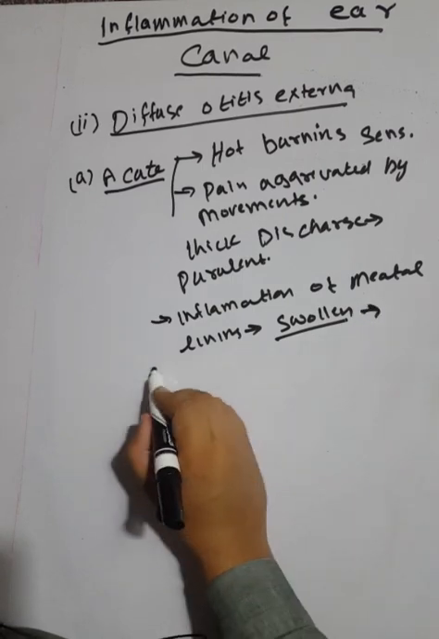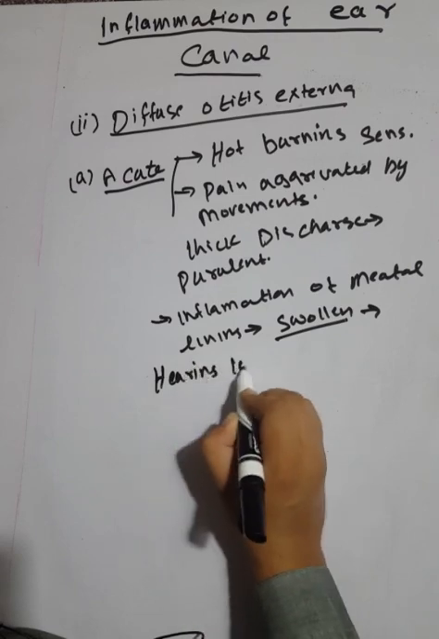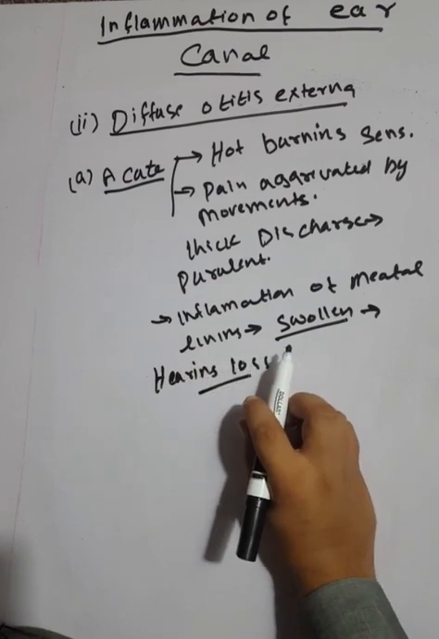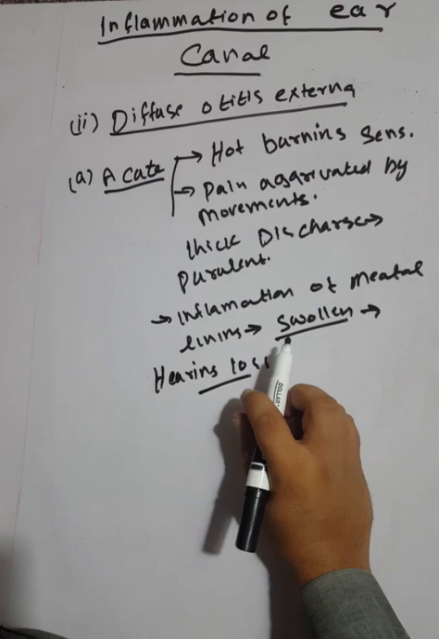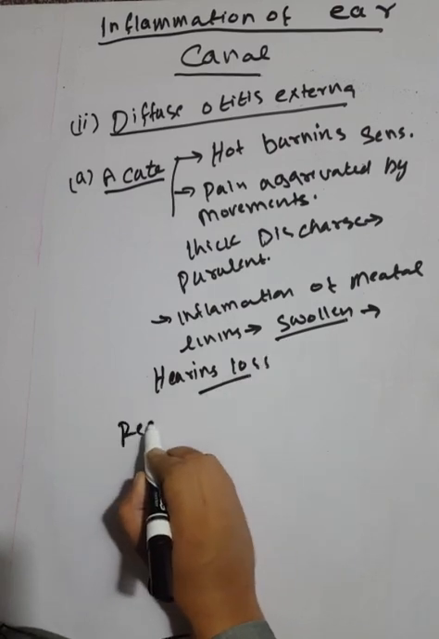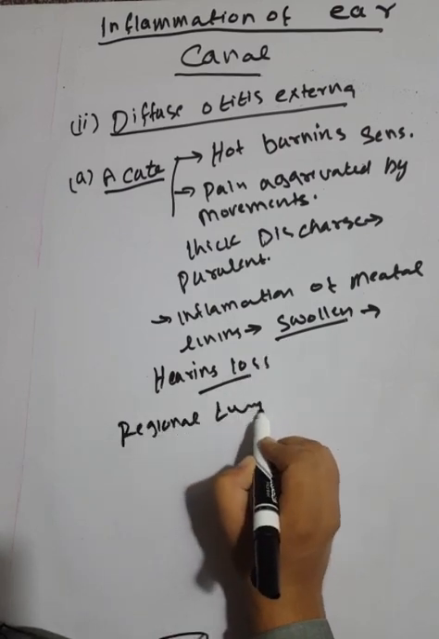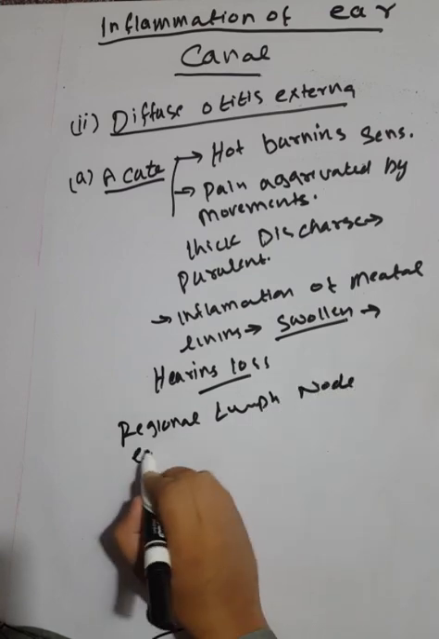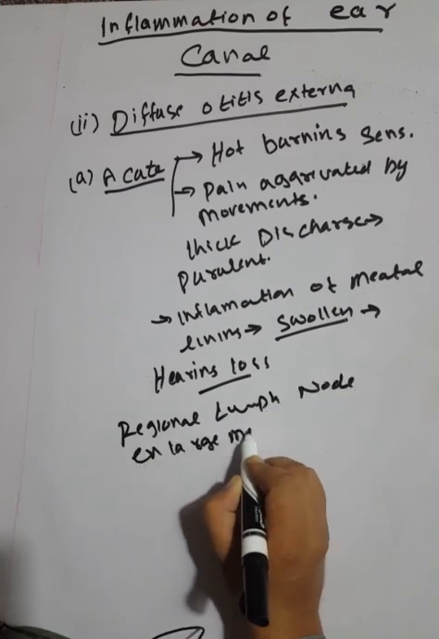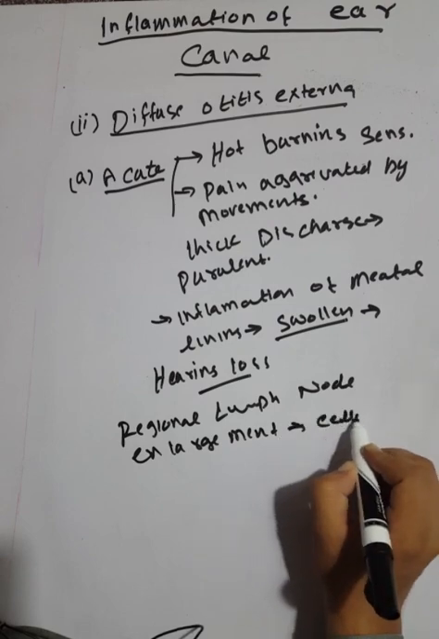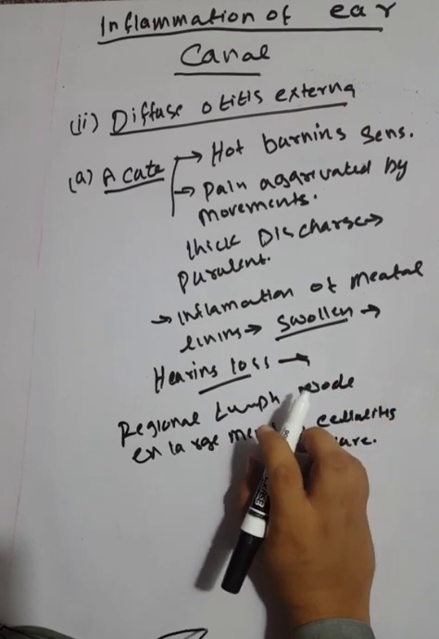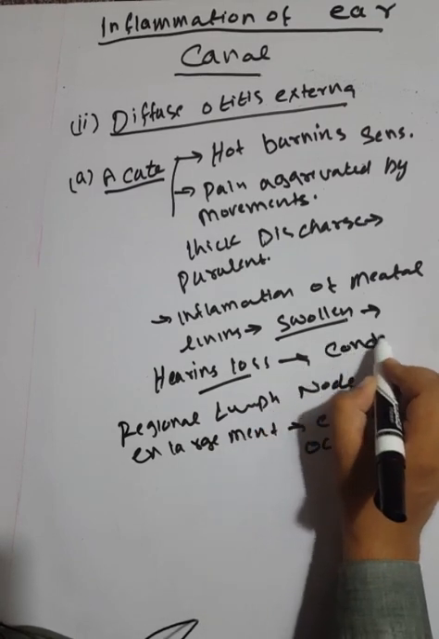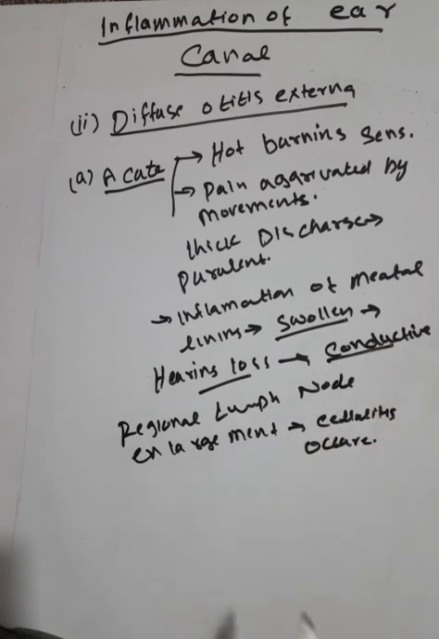This gives rise to hearing loss. There is also regional lymph node enlargement and tenderness, and cellulitis of the surrounding tissue occurs. The hearing loss in acute diffuse otitis externa is conductive, due to the swelling of the meatal lining.